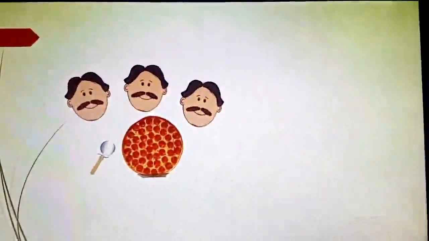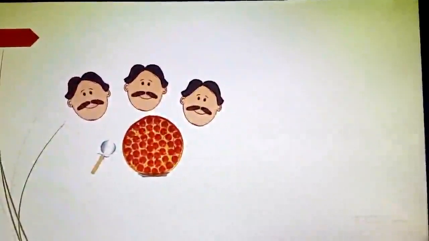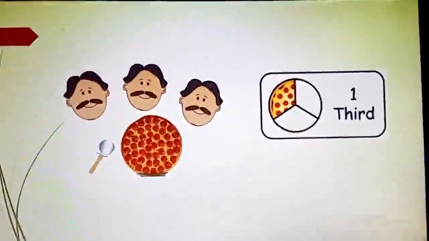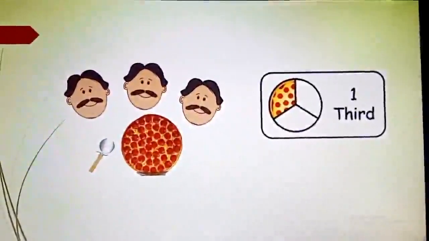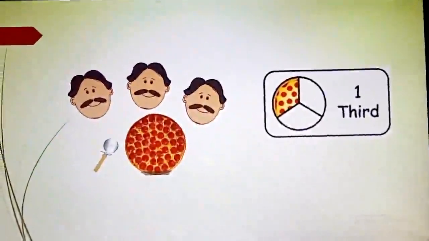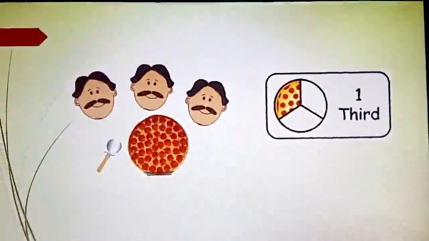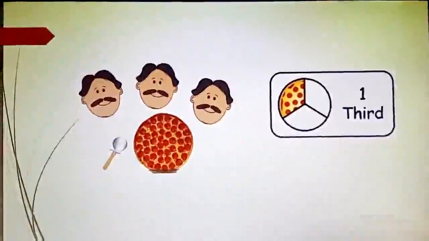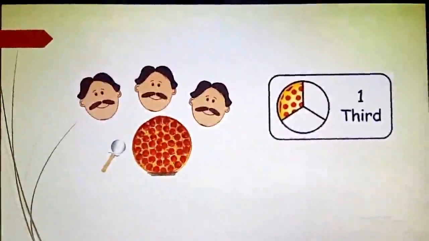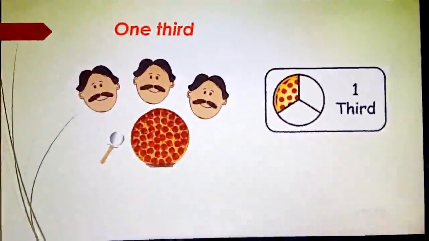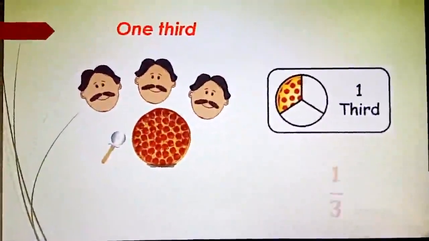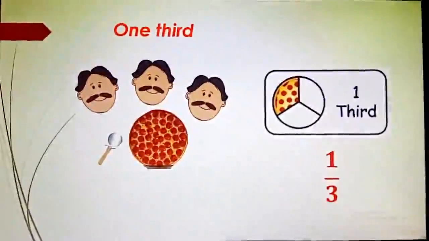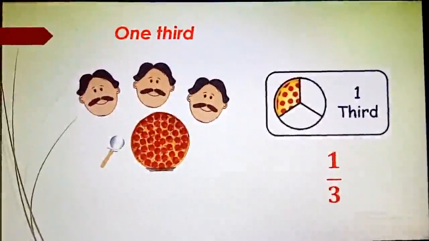Here, there are 3 friends. They want to eat the pizza. So they will divide the pizza into 3 equal parts. Everyone will eat 1/3 of the pizza. This means everyone will take 1 from total 3. This fraction is 1/3.